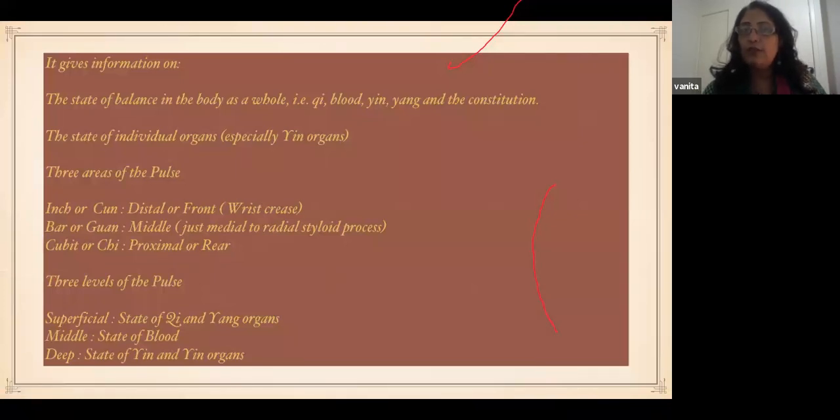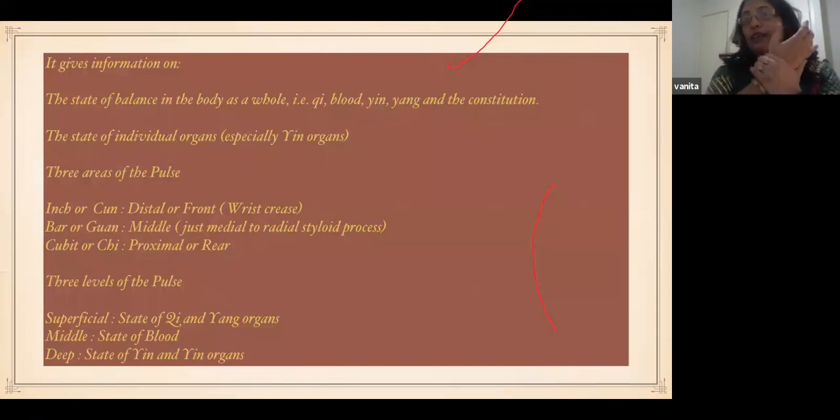The state of individual organs, yin organs, 3 areas of the pulse: kun, guan, chi, as I said, inch, bar, cubit. Wrist crease, medial to radial styloid process. Then 3 levels of the pulse are superficial, middle, and deep.